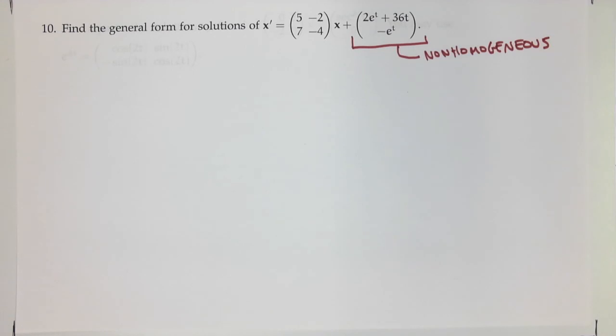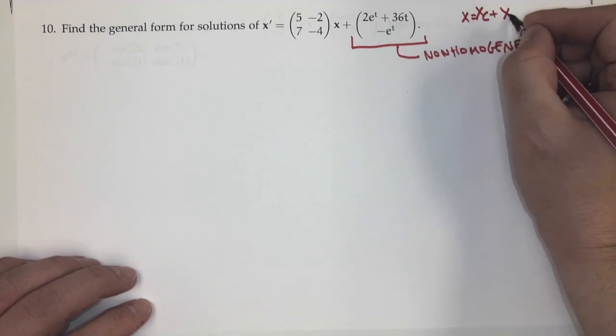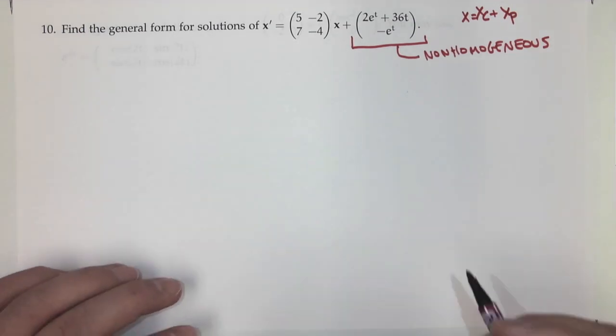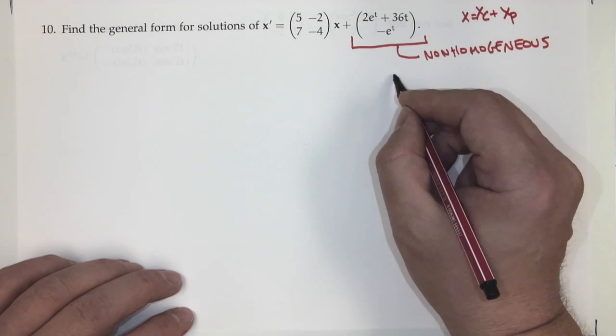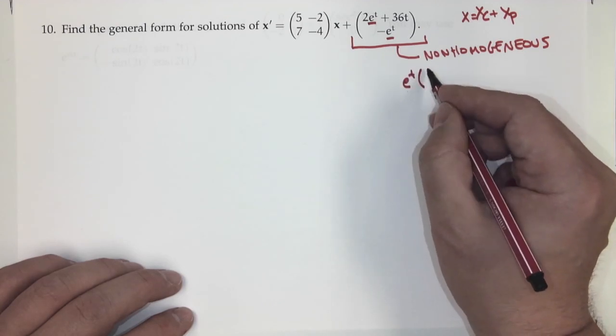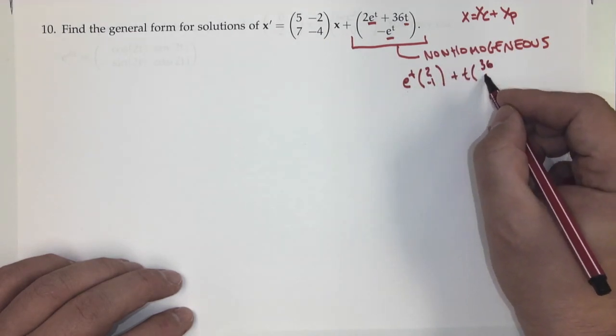But all right, once we've successfully navigated past that obstacle, we have to decide which technique we're using, because there's two: undetermined coefficients and variation of parameters. Which one are we going to be doing? When you have a chance, use undetermined coefficients. How do we know if we have a chance? Well, you pull it apart by the function. You'll notice there's e to the t's. So that's e to the t times (2, minus 1). Then there's a t, so there's a plus t times (36, 0).